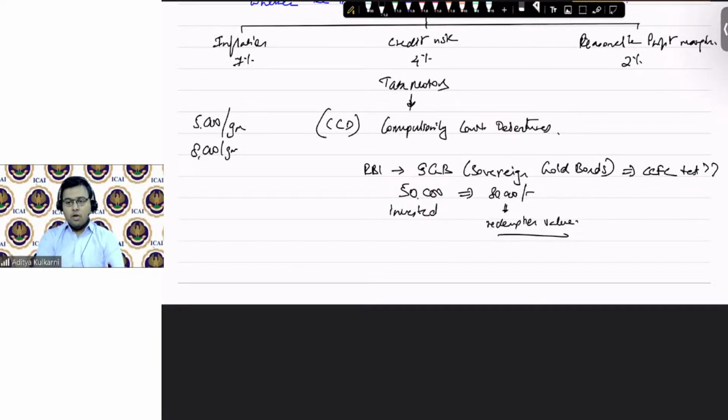You don't get gold, but you get compensation. That means your return of principal will be linked to the gold price. Is it a financial asset? Answer is yes, it is a financial asset. Now I want you to tell me, does it pass the CCFC test?